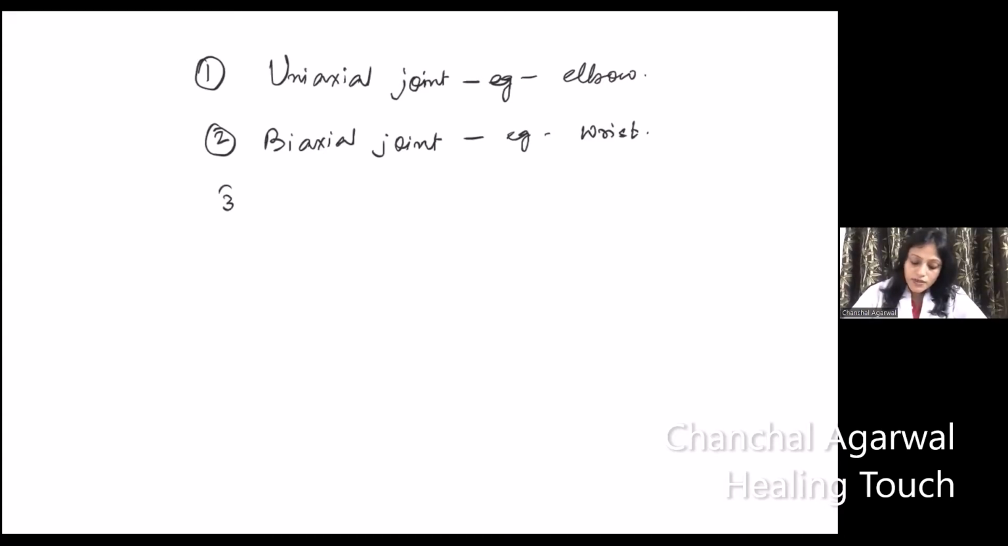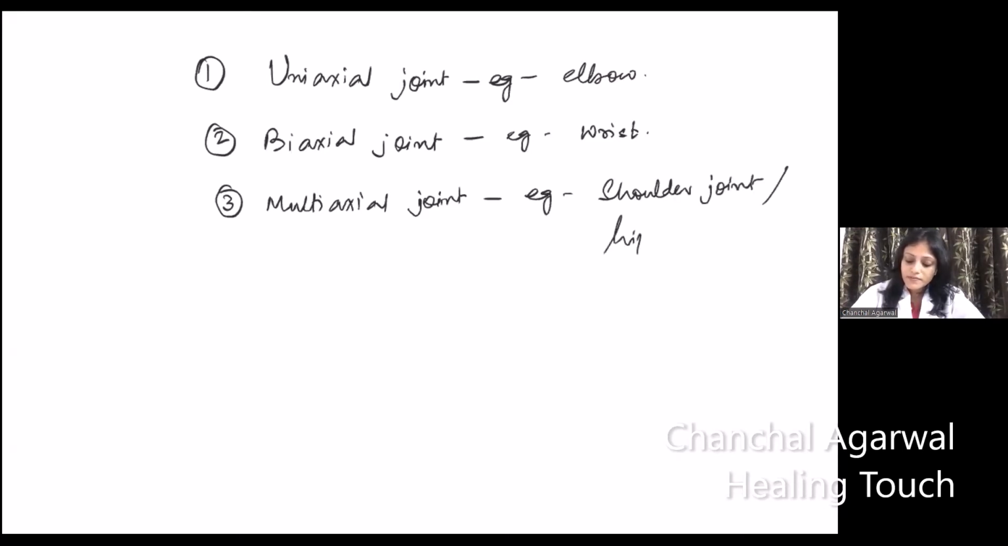The third type of joint is called a multi-axial joint. That means it can move in different directions. Can you give an example? It's a very common example. Yes, I can see Neeta ji rotating her arm. So the shoulder joint, hip joint, yes, even the neck joint is an example of a multi-axial joint.